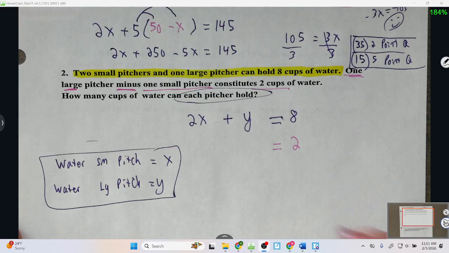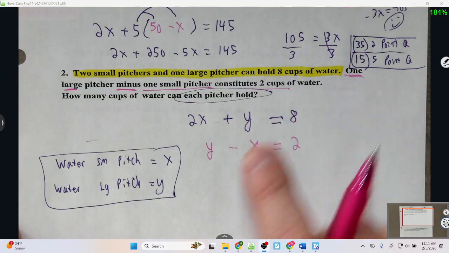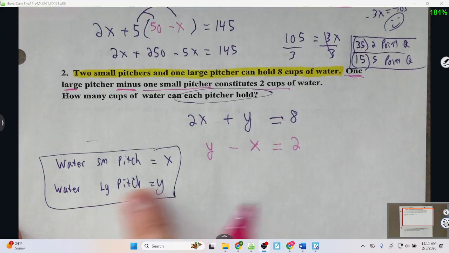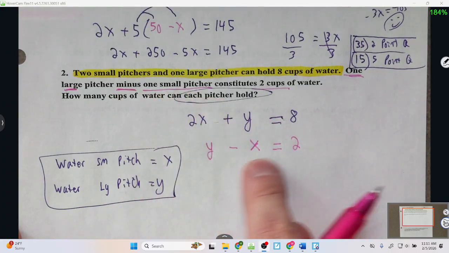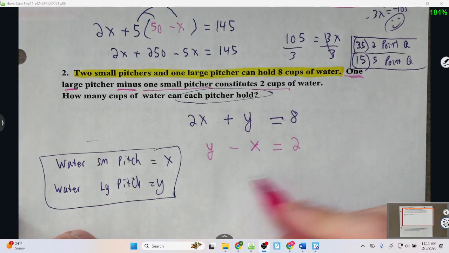It's y minus x. Very good. It's y minus x. You see that? One large comes first, so y comes first minus a small. Can throw some people. It's not the end of the world. I like solving for y in the bottom. It looks pretty nice to me.